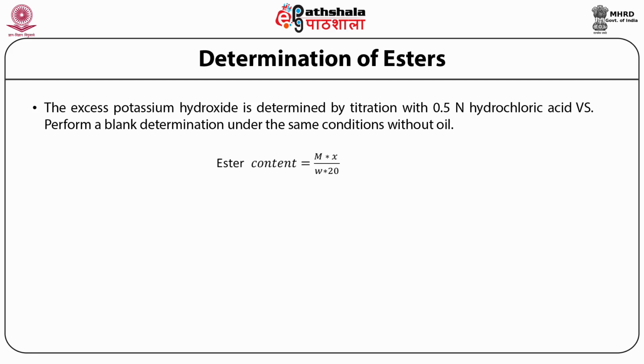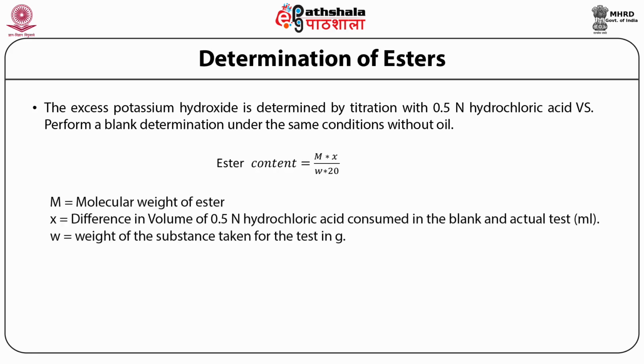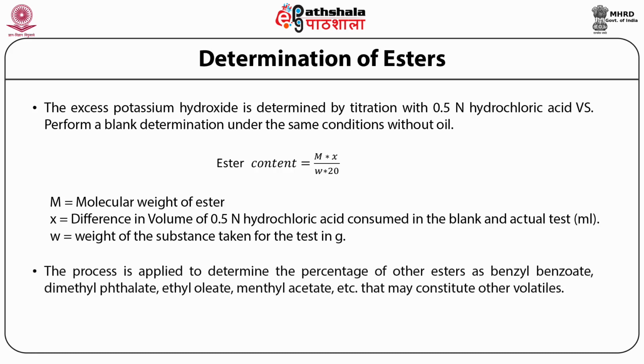Then the ester content is determined using the formula where M is the molecular weight of the ester, X is the difference in volume of hydrochloric acid consumed in blank and actual test titrations, and W is the weight of the substance taken in grams. The process is applied to determine the percentage of other esters like benzyl benzoate, dimethyl phthalate, ethyl oleate, methyl acetate, etc. that may constitute or that may be present in other volatile oils.